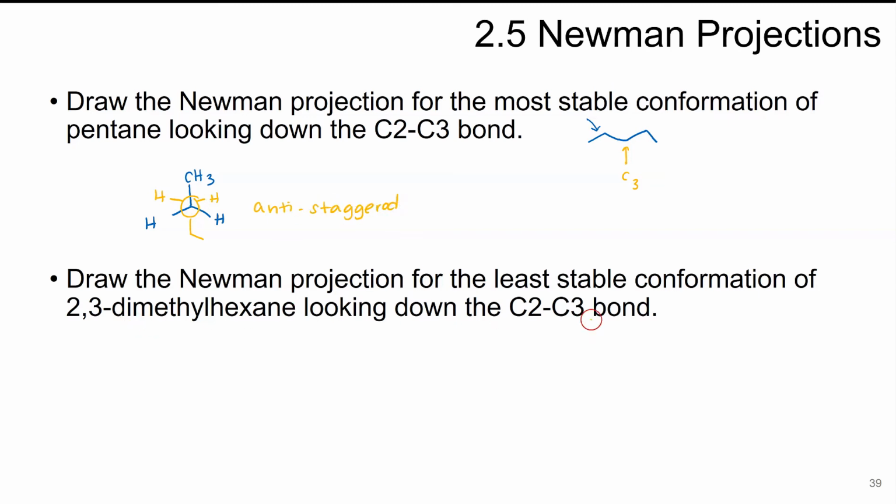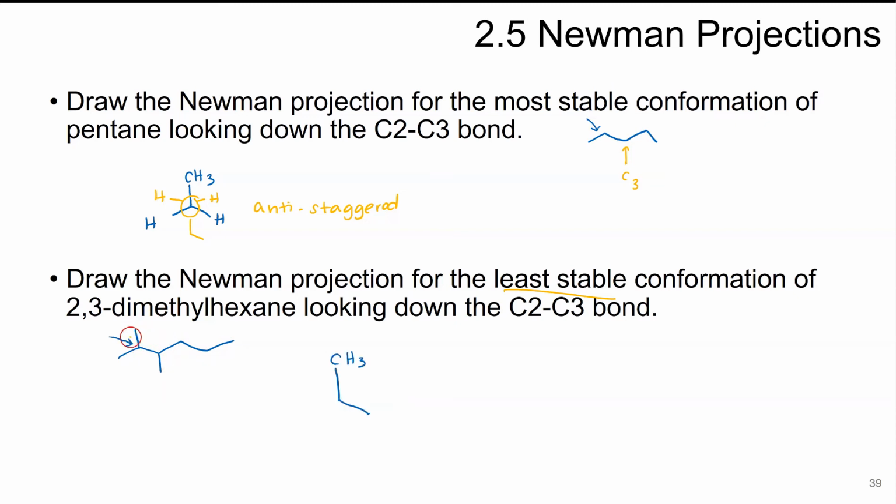We next want to draw the Newman projection for the least stable conformation of 2,3-dimethylhexane, looking down the same 2,3 bond. 1, 2, 3, 4, 5, 6, and then 2,3-dimethyl. We want the least stable, so it's going to be the eclipsed.